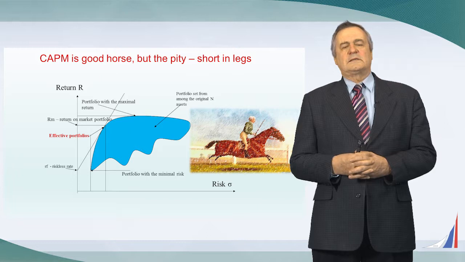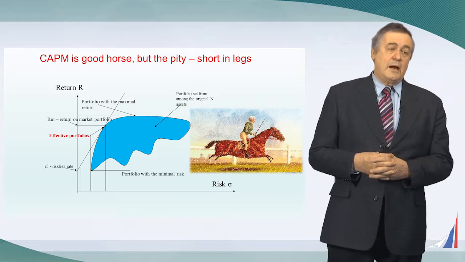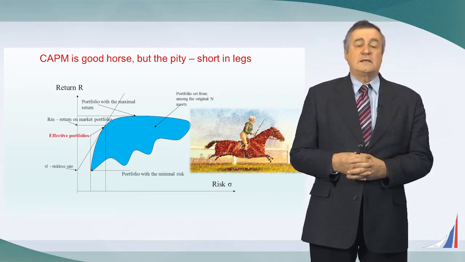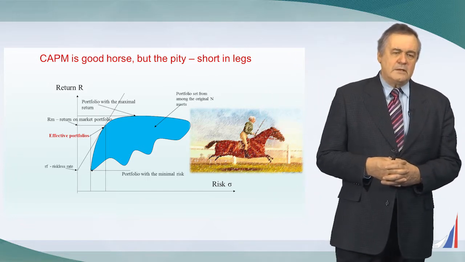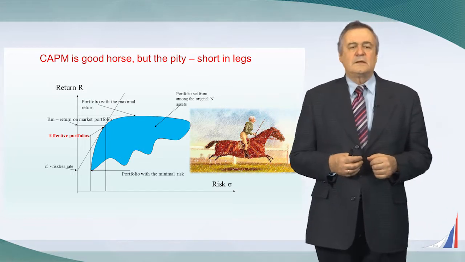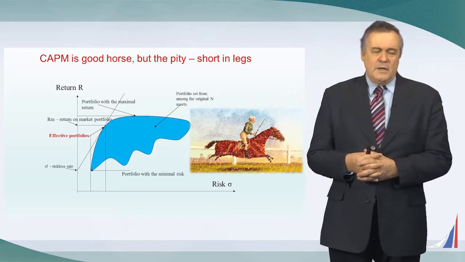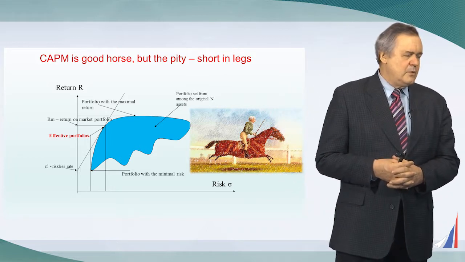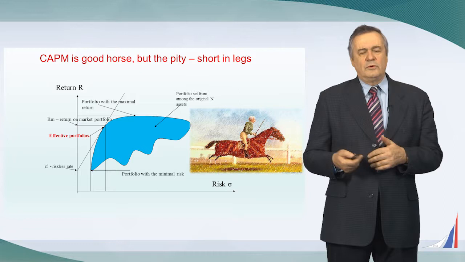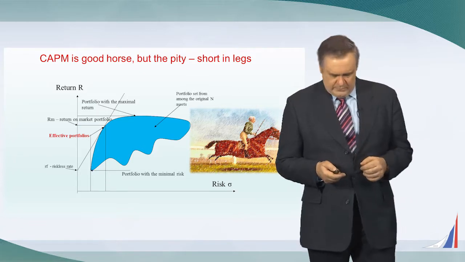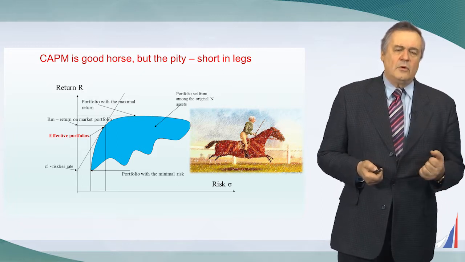This is CAPM. This is the most applicable, the most common model to assess some kinds of risks, particularly systematic risk, which is reflected in the beta coefficient. But as I wrote in the title of this slide, CAPM is a good horse, but the pity is it is short on legs. I will not express the main ideas of CAPM now. Maybe I will do it in the course, but now I just demonstrate some very short slides. That is not the main goal of my course.